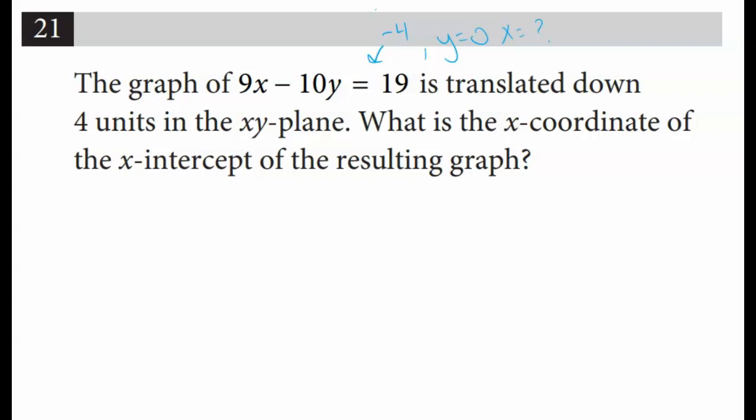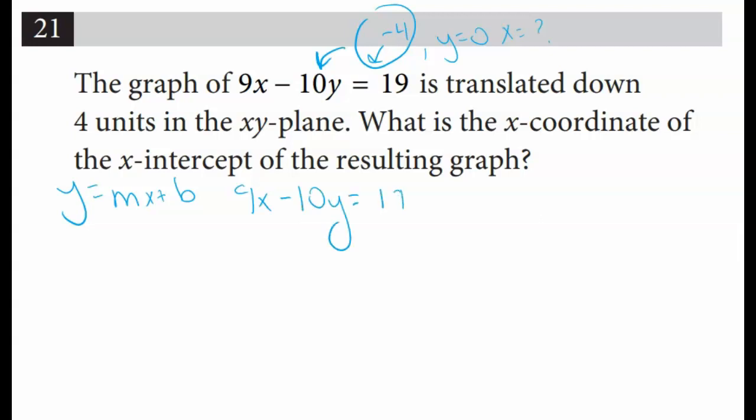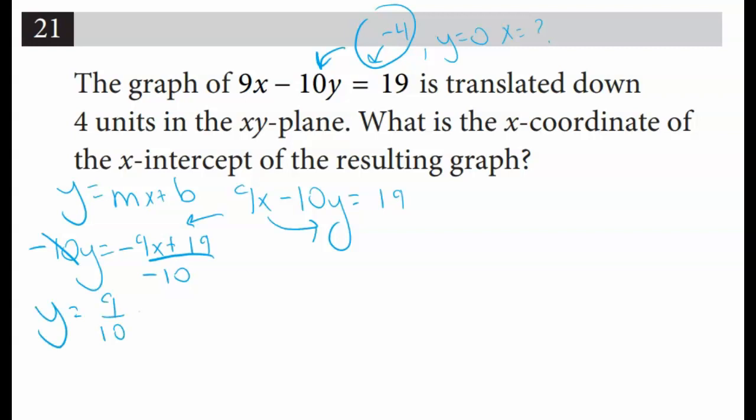So first off, we need to find this equation translated down 4. The first thing is to get this into y equals mx plus b. So we take the equation 9x minus 10y equals 19. I want to move the 9x across, so we get negative 10y equals negative 9x plus 19. And we're going to divide by negative 10 to get y equals positive 9 tenths x minus 19 over 10.